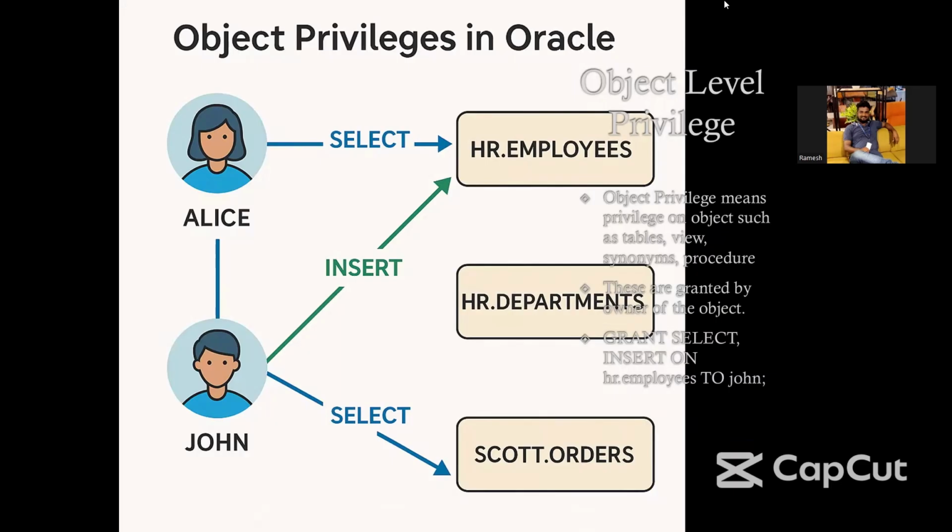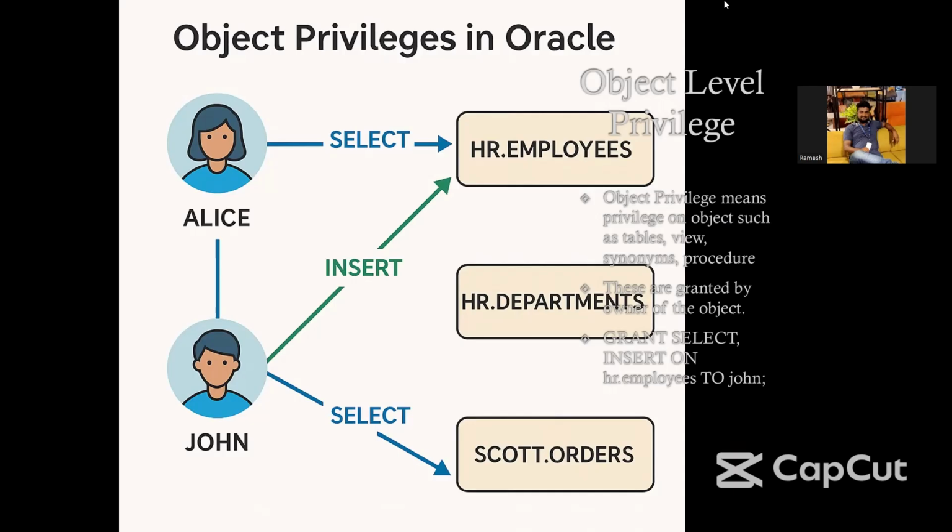Okay. So for example, see this diagram. Okay. So there are two users. One user is John, one user is Alice. Okay. So Alice has the select privilege on the HR schema in the employee table. Okay. HR is a schema, employee is a table. Okay. But John has the select privilege and insert privilege.